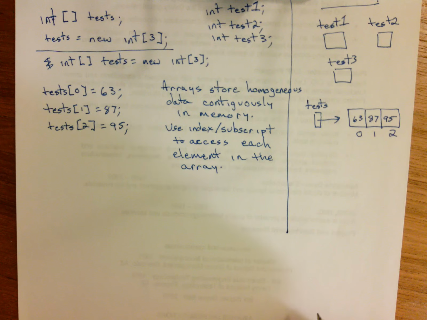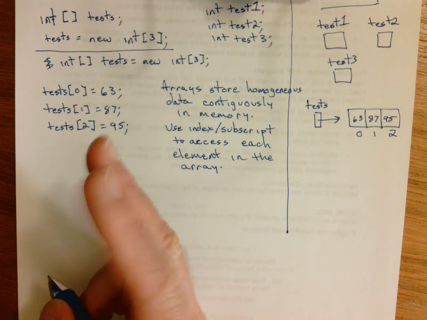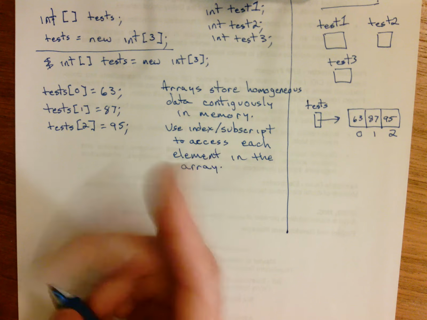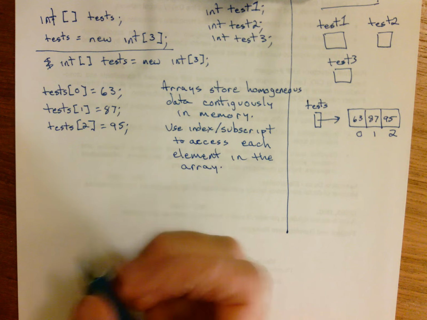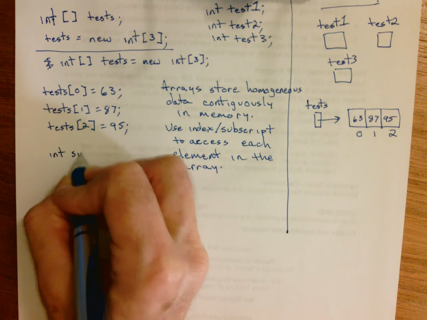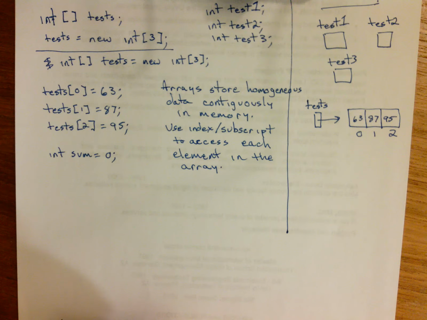Perhaps we want to average them. Perhaps we want to calculate the average test score. In fact, let's do that now. So if we need an average, we need two variables, don't we? We need to know what the sum of all the elements is, plus we need to know how many are there. So let's create a variable, int sum equals 0, where I'm going to store my sum.